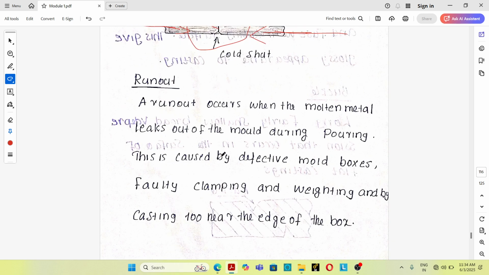Then runout. See, runout occurs when the molten metal leaks out of the mold during pouring. This is caused by a defective mold box, faulty clamping and weighting, and by casting too near the edge of the box. The molten material leaks out of the mold during pouring, and it will produce a defective casting that is known as runout.